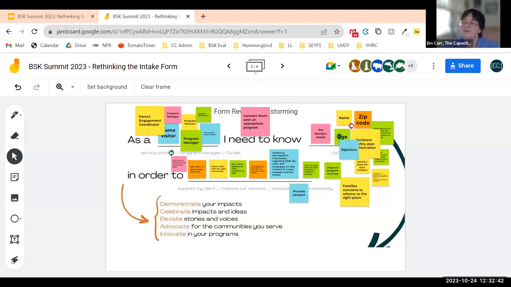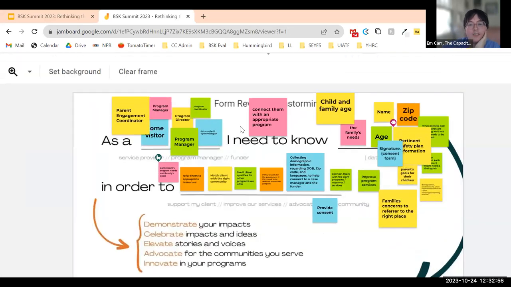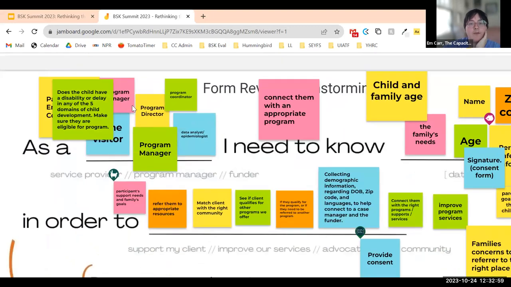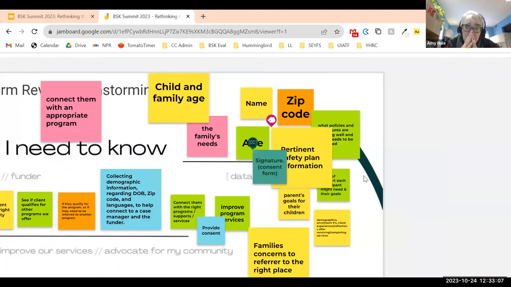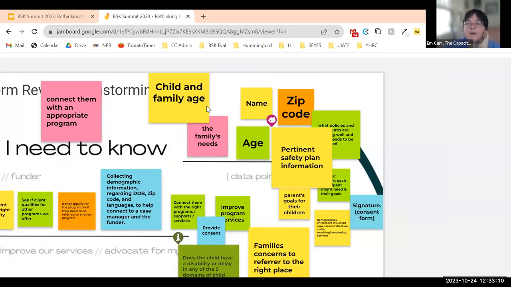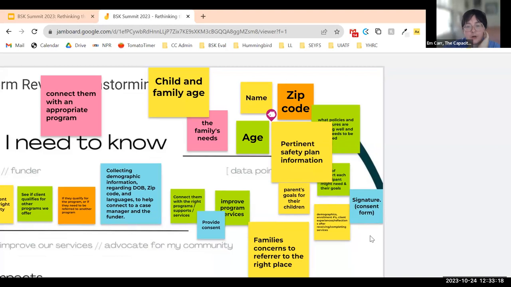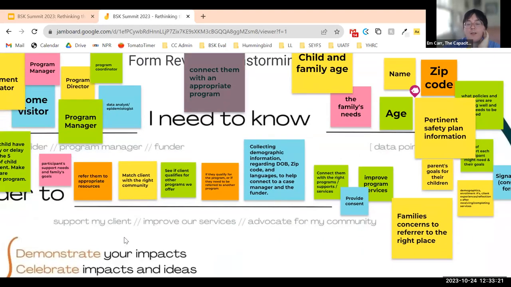Welcome back, everyone. So it looks like we had a lot of great conversation and I'm seeing a ton of great sticky notes here. I just want to run through some of them quickly. We've got a lot of different roles in the room, from a program manager, coordinator, epidemiologist, data analyst, home visitor. And it looks like we need to know a lot of different things: zip code, name, needs, age, demographics, client experiences, family concerns, for a lot of different reasons.